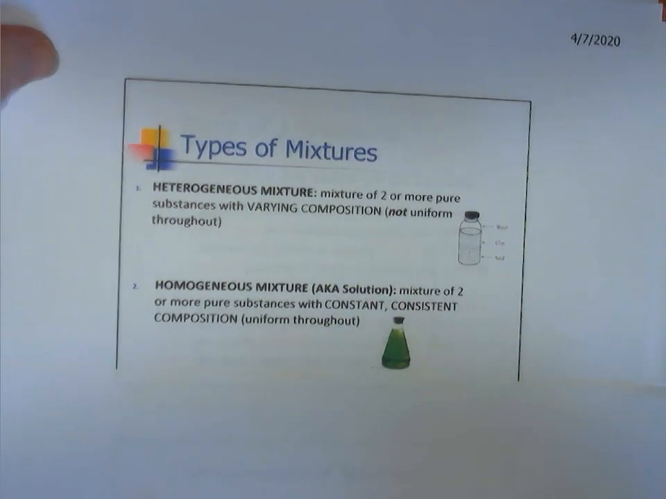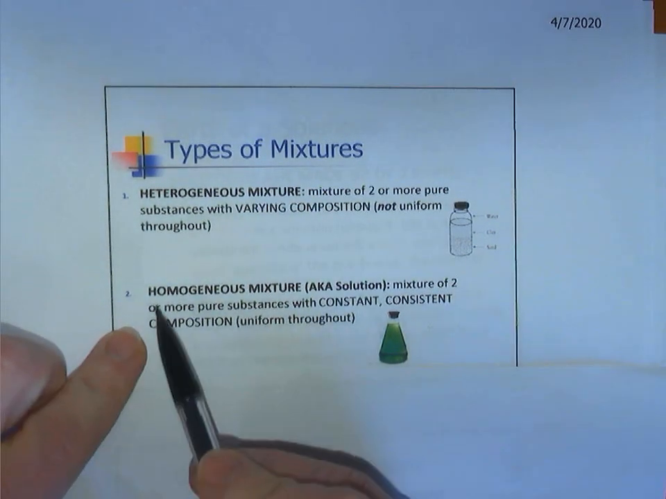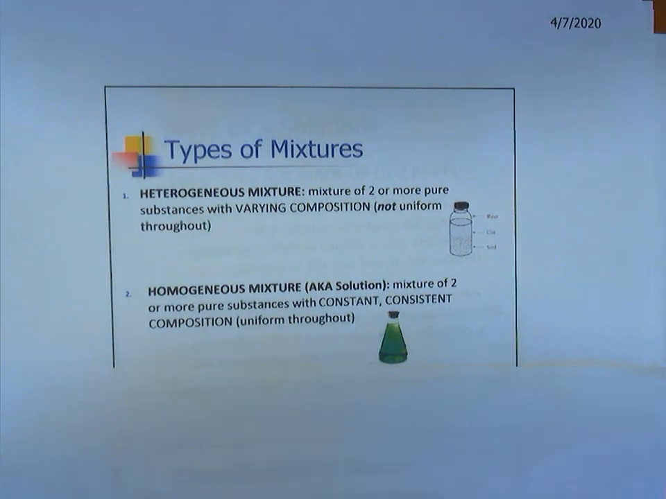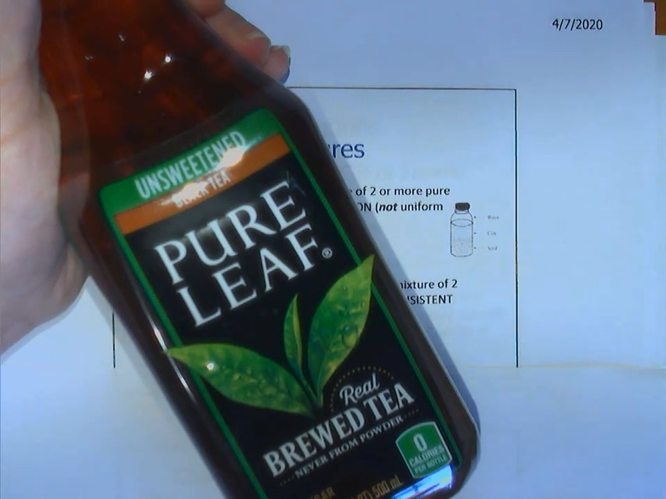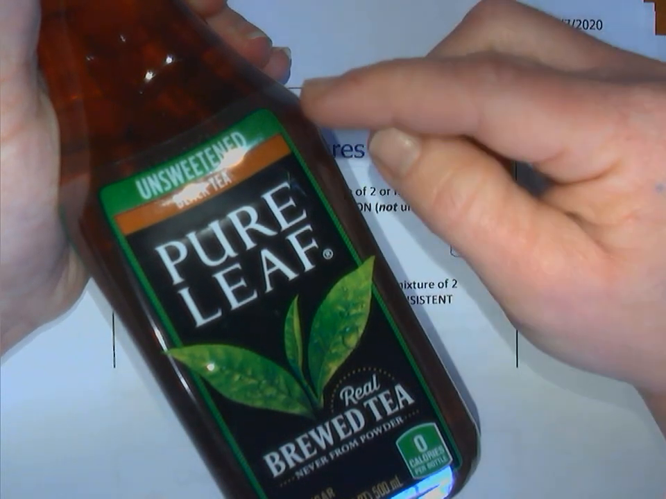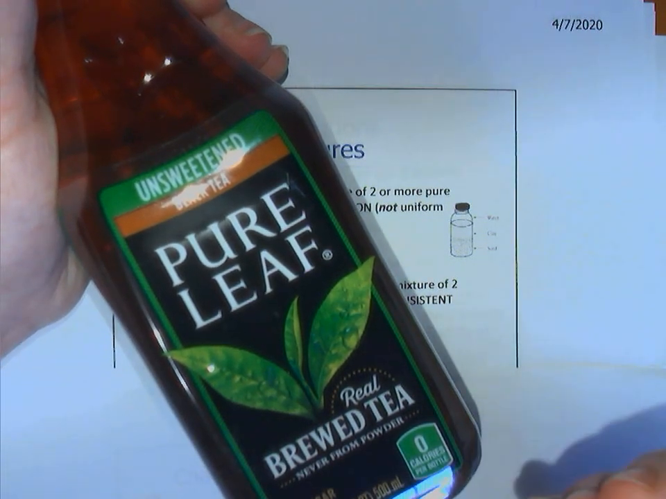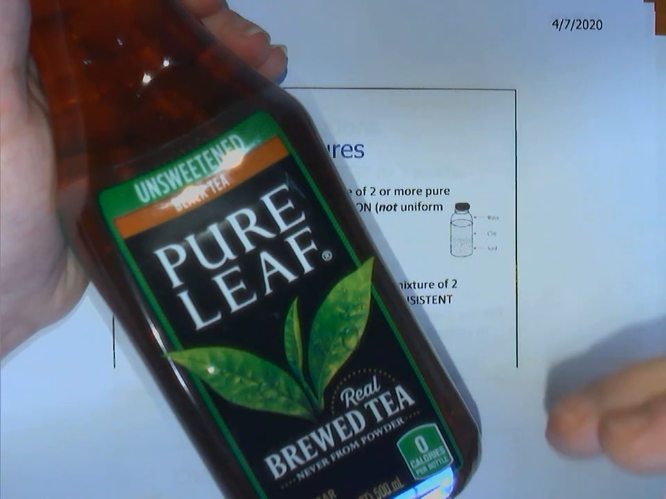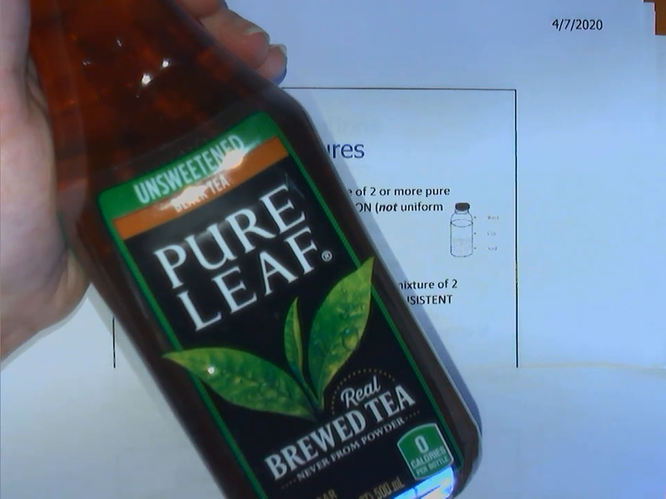There are 2 types of mixtures, homogeneous and heterogeneous, and the difference is in the composition. Homogeneous, same, is consistent throughout, even microscopically. So, an example, back to the iced tea, if I took a sample from this portion of the bottle and this portion and looked at it under a microscope, it would be consistent. It would be constant in its composition. The distribution of your different ingredients is the same.